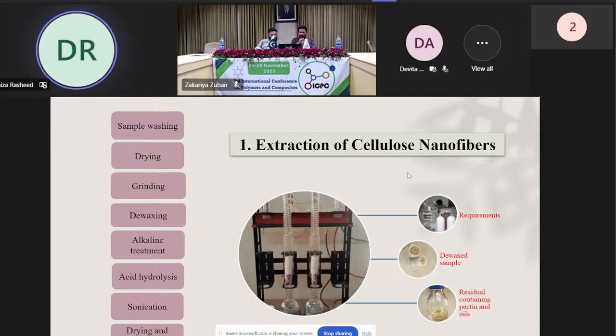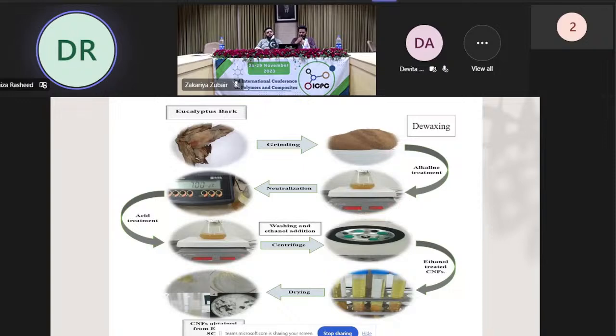This is in detail how we have continued this process in the lab. I will not get into details. If someone has any question, they can ask me later. But here in the last slide, you can see different types of cellulose nanofibers that we have produced starting from this eucalyptus bark material.